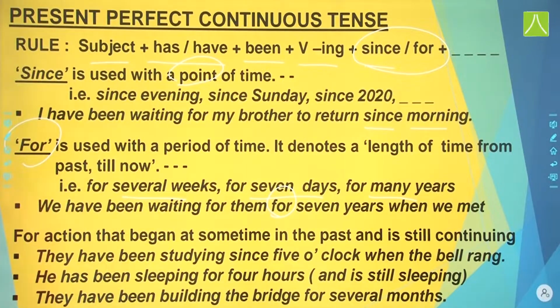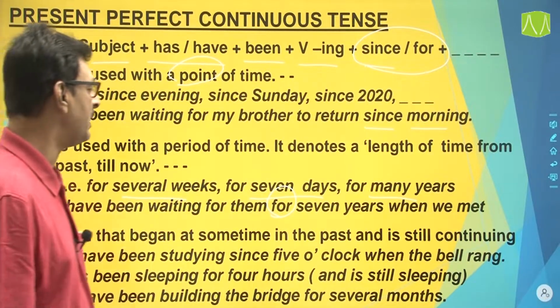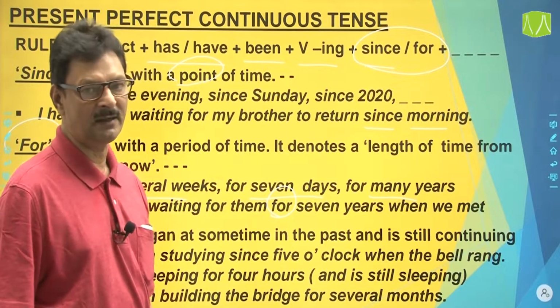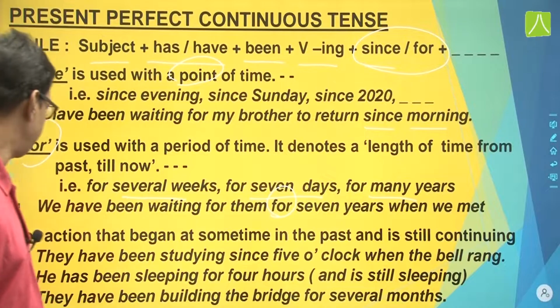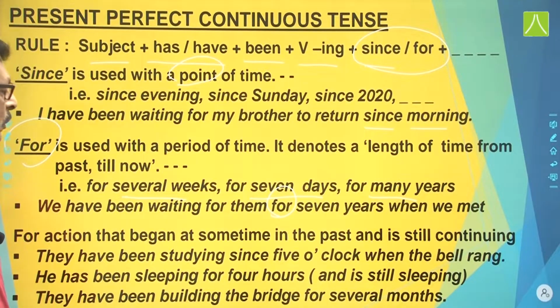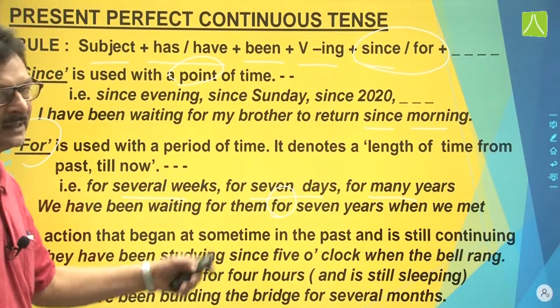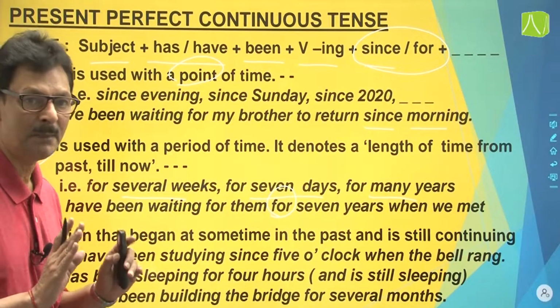It is also used for action that began at some time in the past and it is still continuing. They have been studying since 5 o'clock when the bell rang. ये 5 बजे से पढ़ते आ रहे थे जब वो bell बजी. He has been sleeping for 4 hours and is still sleeping. This is what the sentence means.